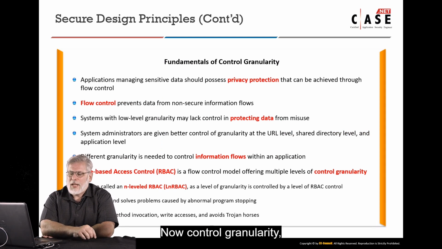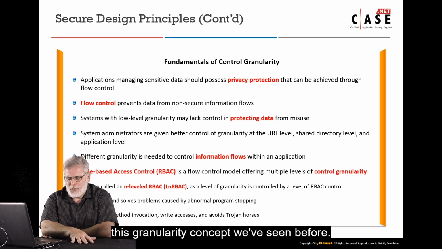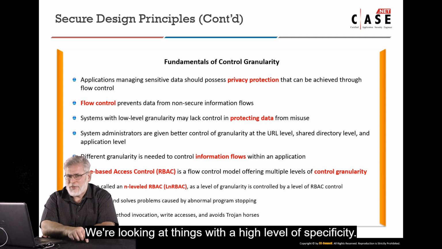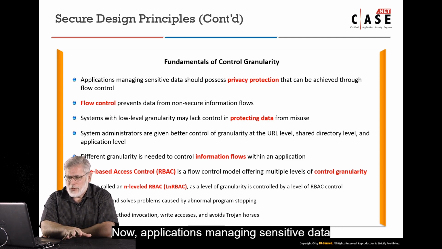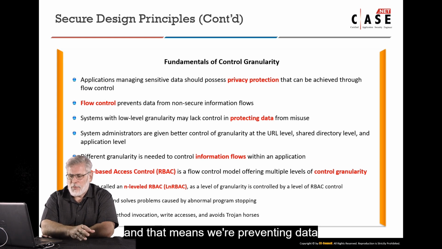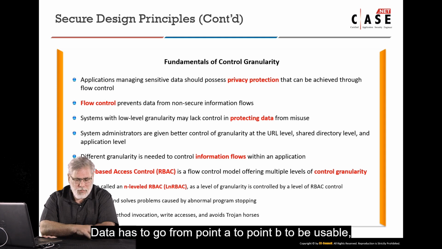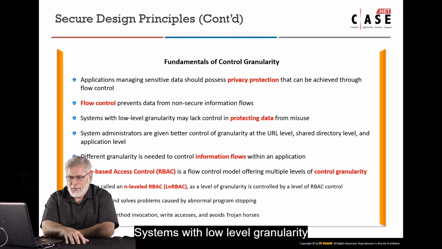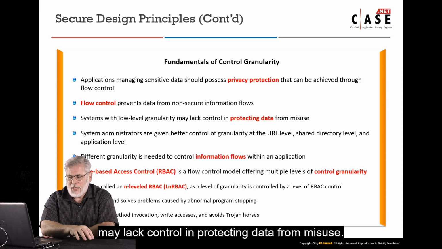All sorts of steps we can take to ensure that we've protected memory or storage secrets. Now, control granularity. This granularity concept we've seen before. It basically means we're getting down to a very low or granular level. We're looking at things with a high level of specificity. Now, applications managing sensitive data should possess privacy protection that can be achieved through flow control. And that means we're preventing data from non-secure information flows. Data has to go from point A to point B to be usable, but what process does it take to get there? Systems with low-level granularity may lack control in protecting data from misuse.